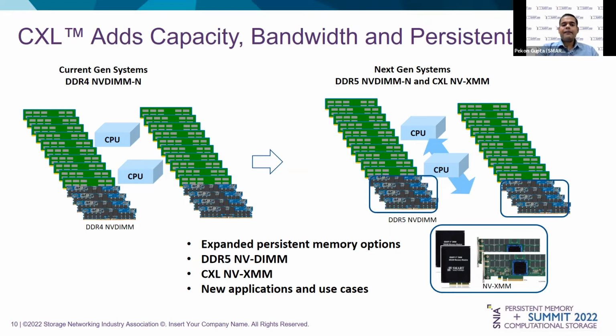And hence, the similar architecture that we see for persistent memory in an NVDIMM-N kind of implementation has to be replicated for the CXL interface. This is what we call NV-XMMs. So NV-XMMs are the equivalent of NVDIMM-N, but on a CXL bus. We'll cover some of the architecture deep dives of NV-XMM in the next slide.